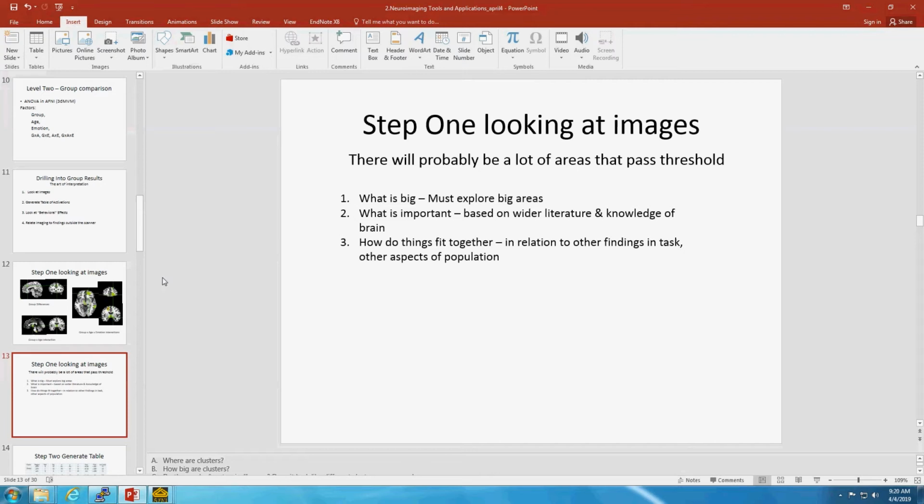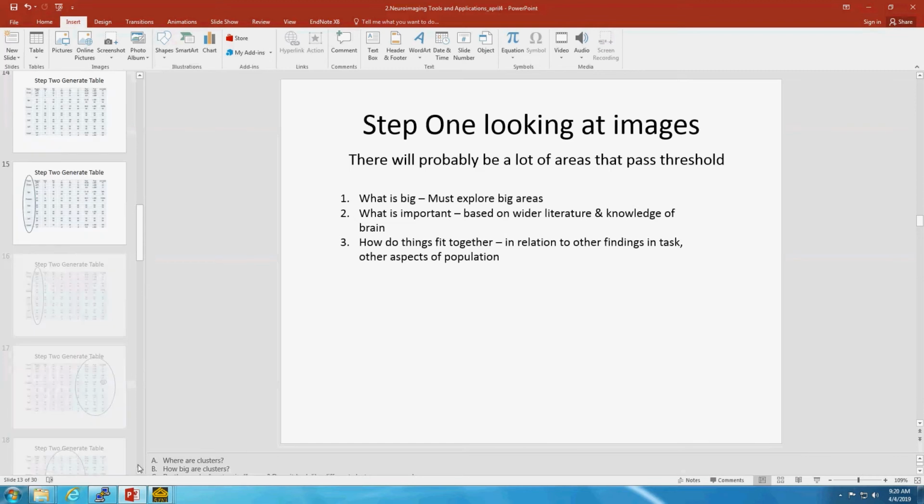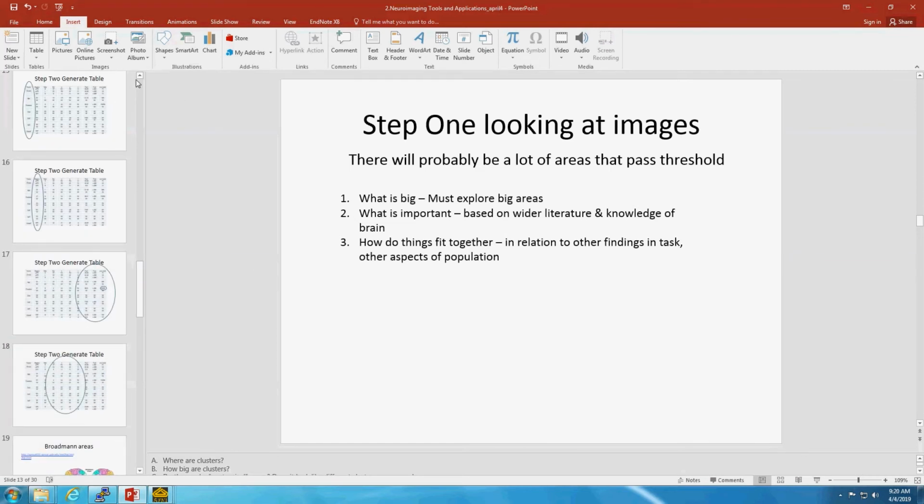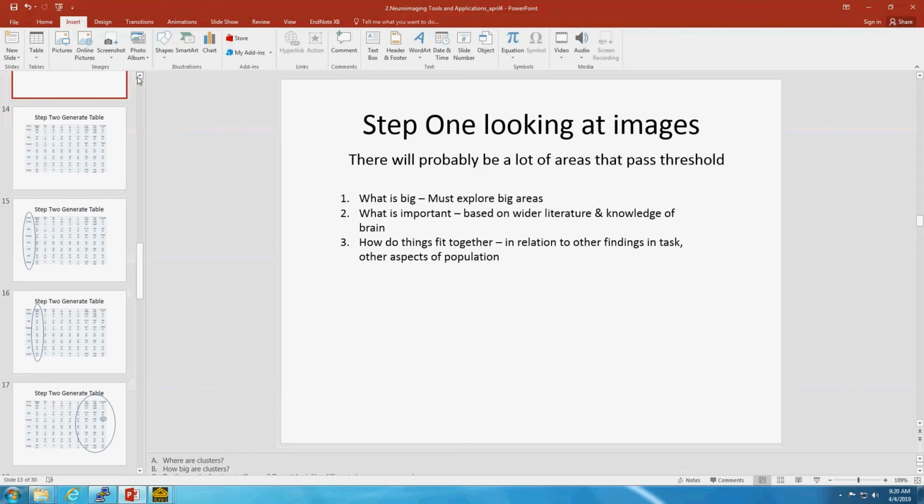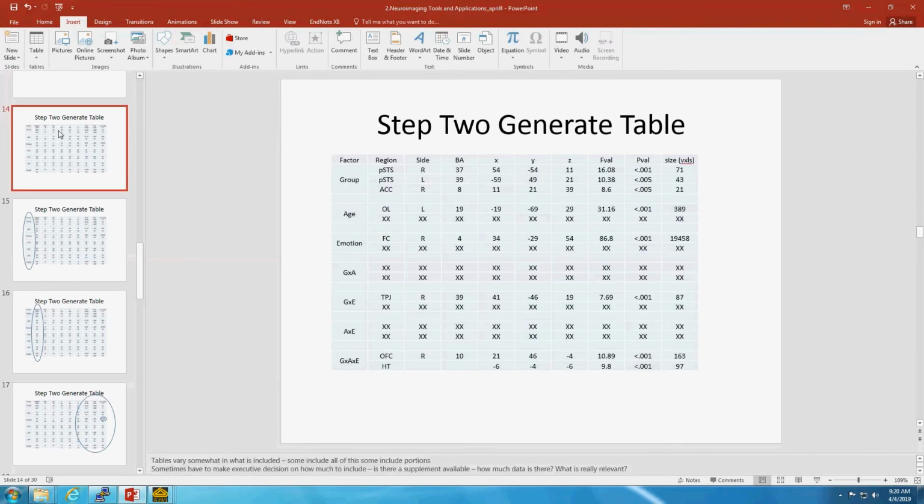So then what you have to do, once you find those things, is make a table of everything. Usually you make a sort of comprehensive table of everything you found, and after that you do graphs and plotting of things that you think are important. So the imaging tables tend to look something like this.